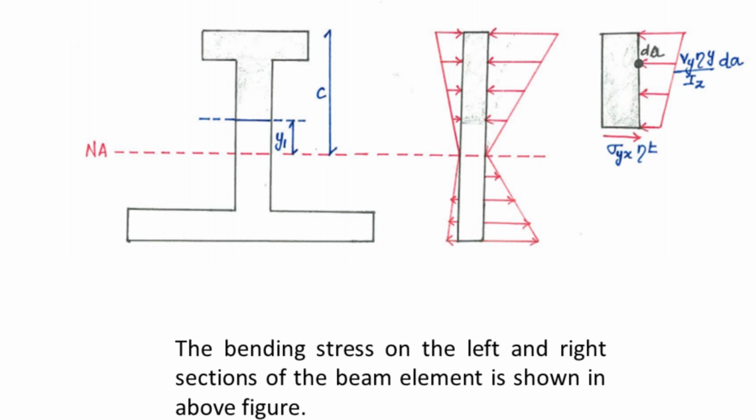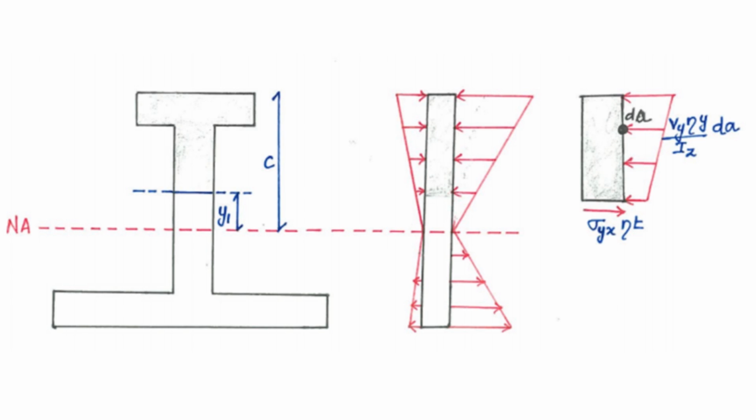So, I have shown the difference in the stresses on the right side, that is Vy eta y over Iz. Then this stress can be converted into an elemental force by multiplying with the elemental area dA. Now, this is not in equilibrium. To make this small section in equilibrium, a horizontal force is created, that is nothing but tau times eta t. The eta t is the width of the section.